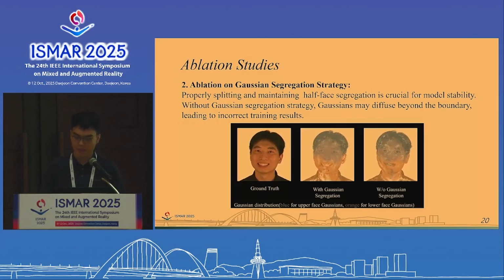Properly splitting and maintaining half-face segregation is important for model stability. The Gaussian segregation strategy prevents Gaussians from crossing the boundaries. As shown in the video, Gaussians cross the boundary without the segregation strategy, which leads to lower fidelity and unstable training.